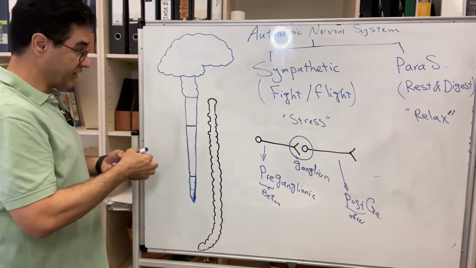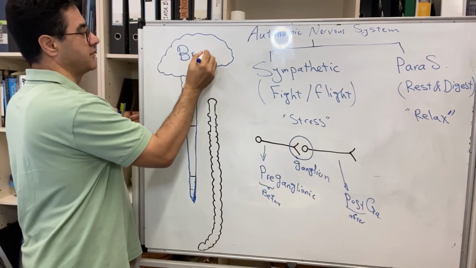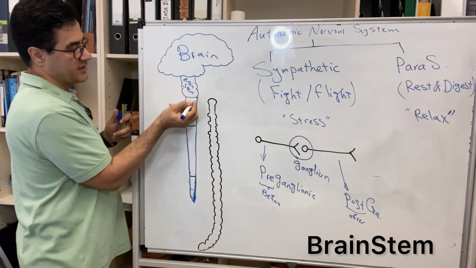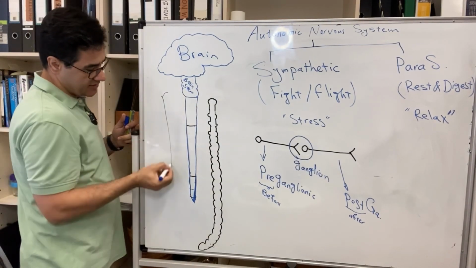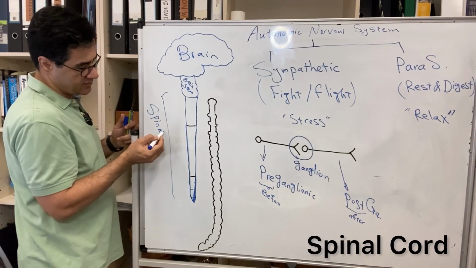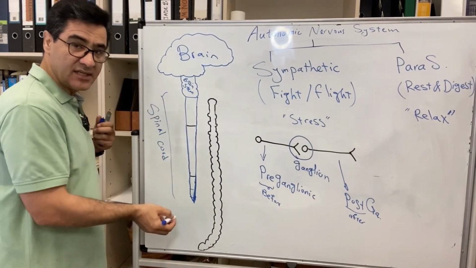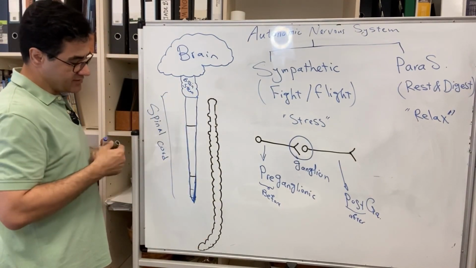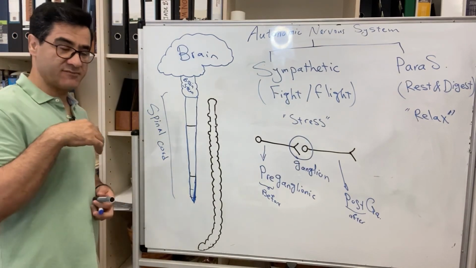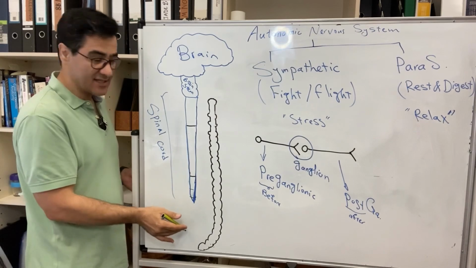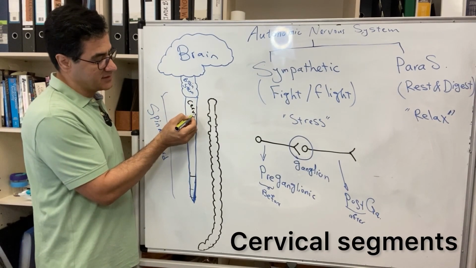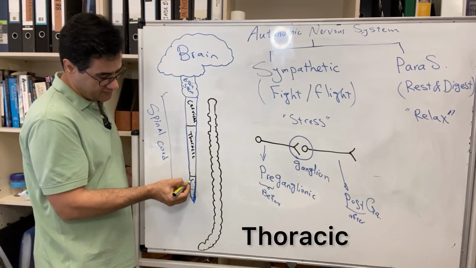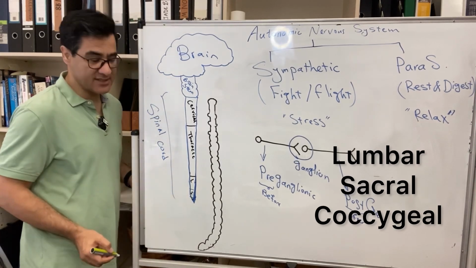So here we have the brain at the top, and this area is the brain stem, and down here this area is the spinal cord, which is within the vertebral column. Outside the vertebral column we have this sympathetic chain. As you know, in my previous videos I showed that the spinal cord has different segments. Here is the cervical segment. This is the thoracic segment. Down here we have the lumbar, sacral and coccygeal segments.